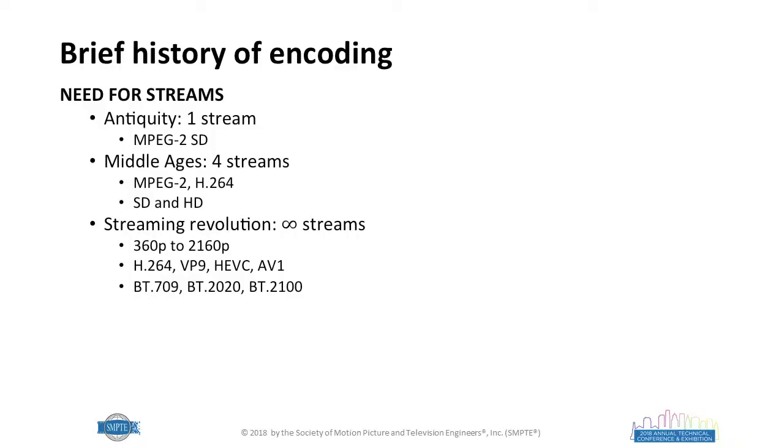Then we come along with video streaming and adaptive bitrate, and now we have a near infinite combination of streams that we can have. We have resolutions from 360p up to Ultra HD resolutions. We have multiple different codecs. We even have different transformation matrices for things such as SDR versus HDR video. So our problem is getting more and more complex.